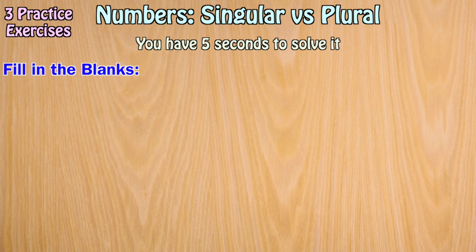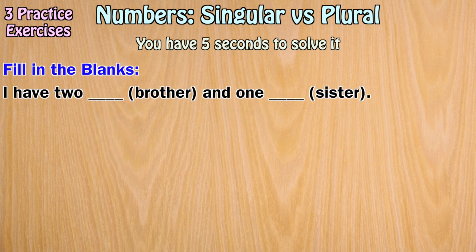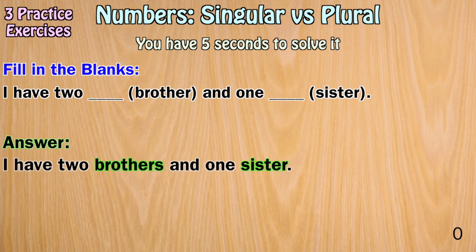Fill in the blanks. I have 2, brother and 1, sister. Answer. I have 2 brothers and 1 sister.